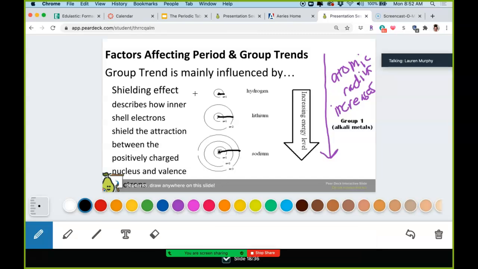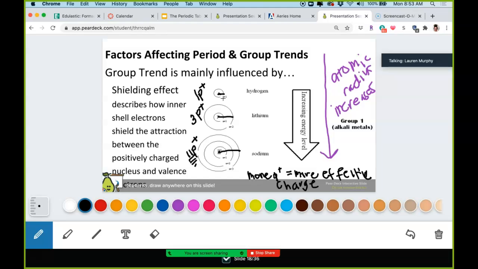I just taught you that this one has 1 proton in its nucleus, this one has 3 protons, and this one has 11 protons in its nucleus. The more protons in the nucleus, the more effective nuclear charge. I taught you that on the last slide. Meaning the more protons you have, the more attracted the electrons are to the nucleus.